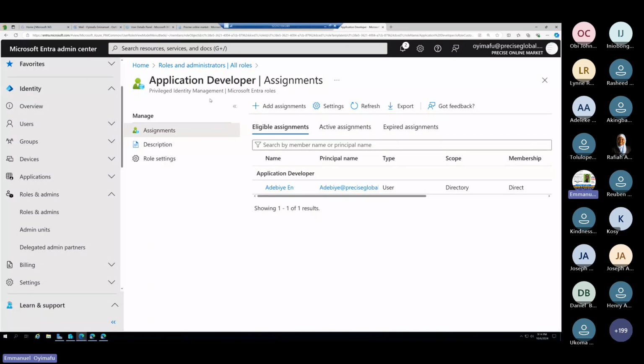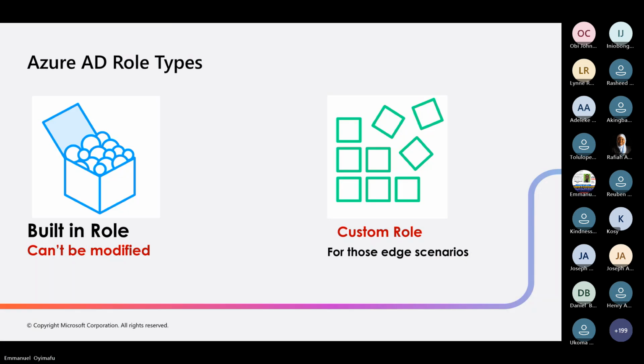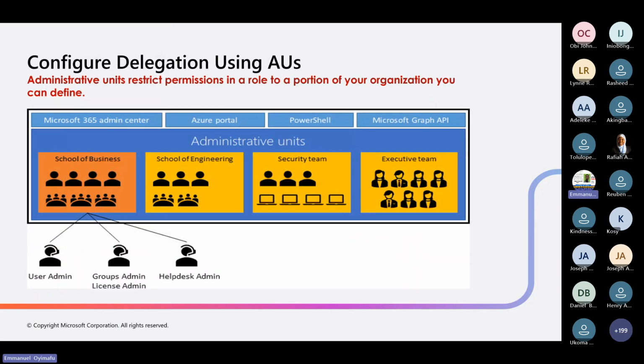So let's go back to our slide. We'll continue with our presentation while we move on to the next part. So this brings us to administrative units in Microsoft Entra ID. Like the definition goes here, administrative units restrict permission in a role to a portion of your organization you can define. So the way administrative units work now is used for permission.